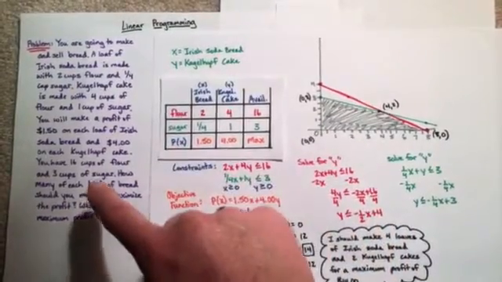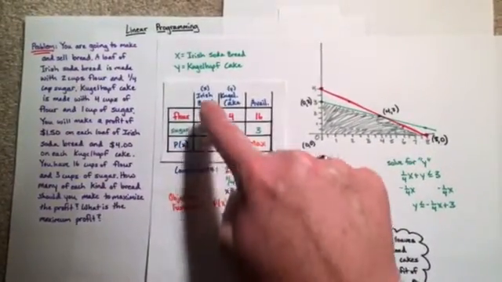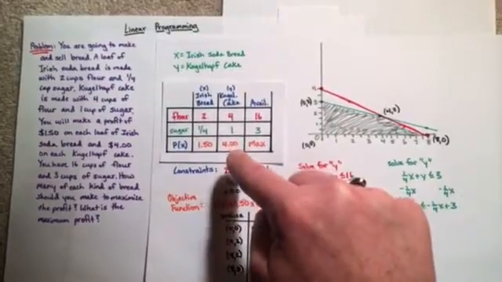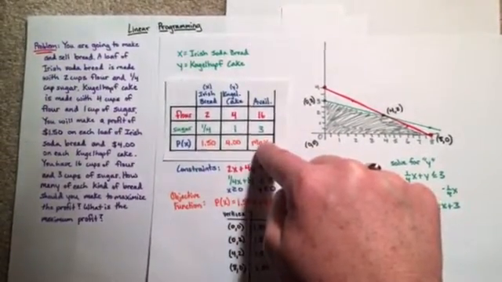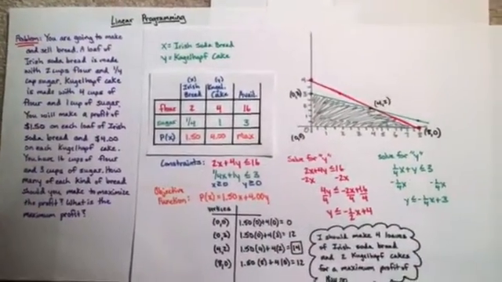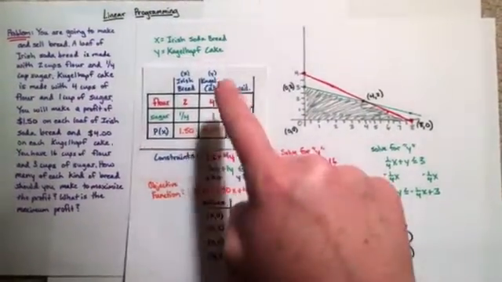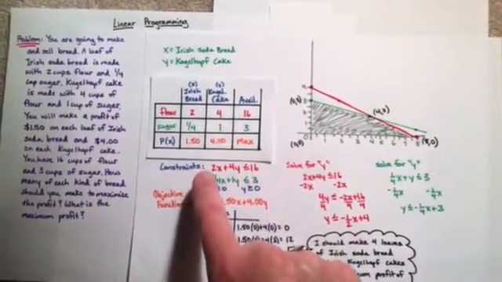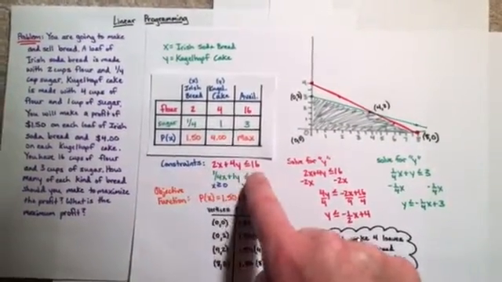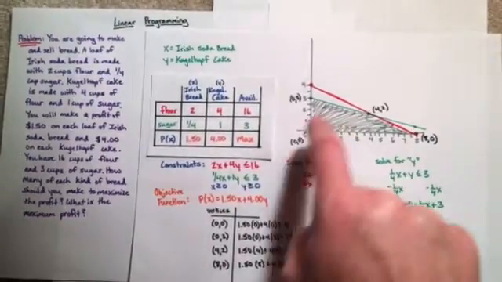So it told me in the problem that I would make $1.50 for every loaf of Irish soda bread, and I would make $4 for every Kugelhof cake. And I just wrote the word maximum to remind me that I'm looking for a maximum profit at the end of this. So then below my table, I take what I organized in this table and I write my constraints, which are the inequalities that are going to help me in just a minute to make my graph.